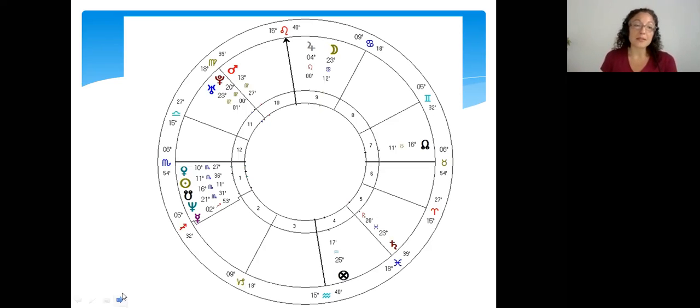In a Placidus or quadrant-based house system, you will have house cusps that fall in the middle of a sign somewhere. So this is the same chart we were just looking at before that had Leo in the 10th house.